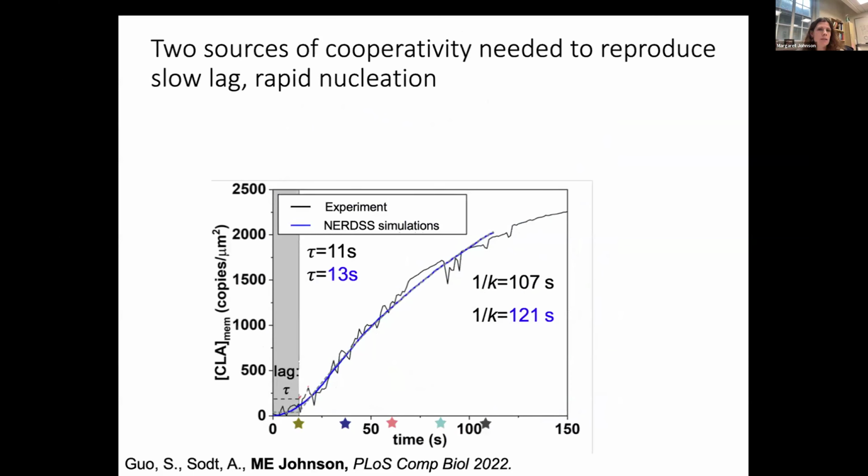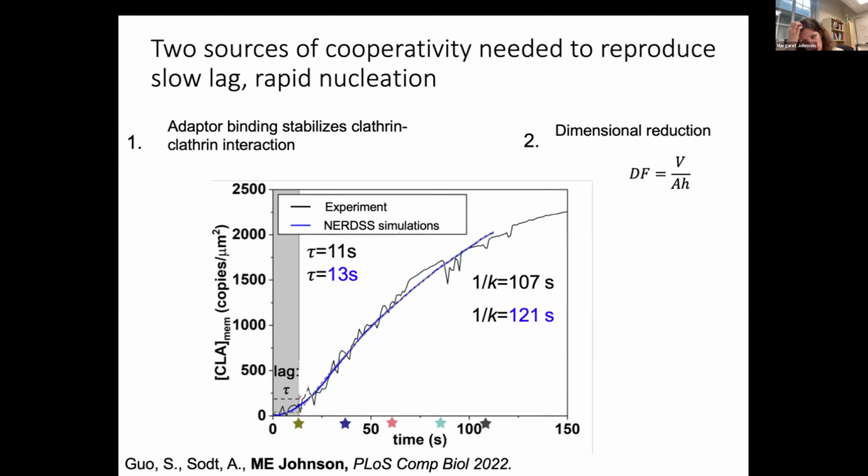And what we learned from the model is that there's two sources of cooperativity to get what was actually a relatively slow lag followed by this rapid growth of clathrin on the membrane. One of them has been known since the 80s, that when the clathrin binds these adapters, it actually helps the clathrin assemble. So there's a cooperative strength there, but we quantified the strength. It's around 2 kT. And the other is dimensional reduction, which I already introduced, which is that your search space changes as you move from a volume search to an area search.